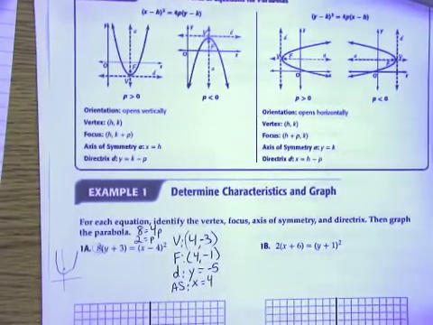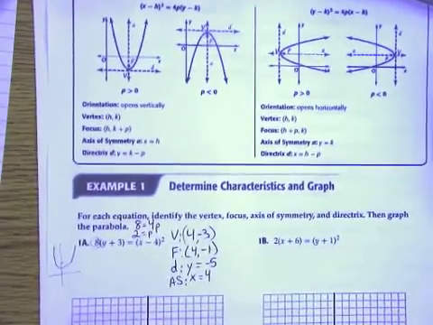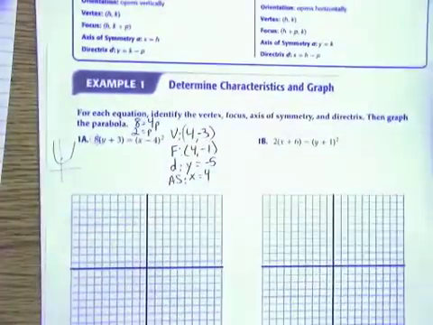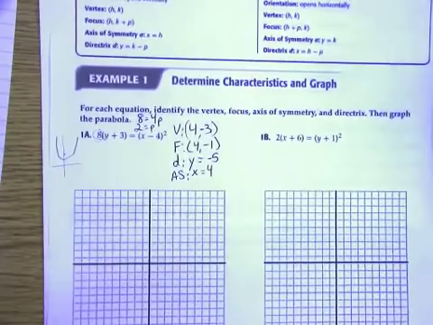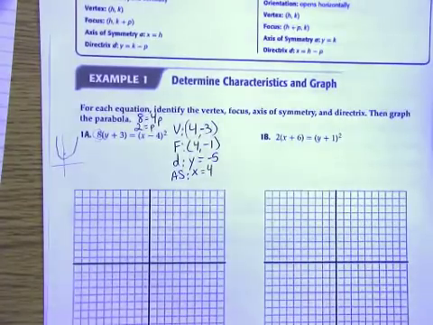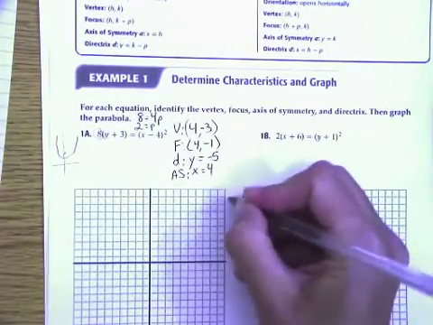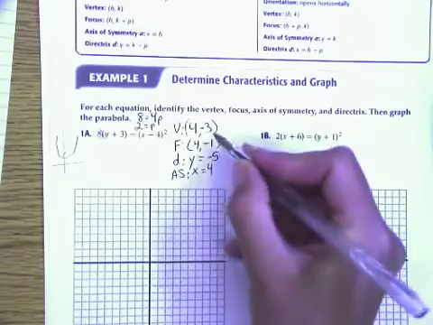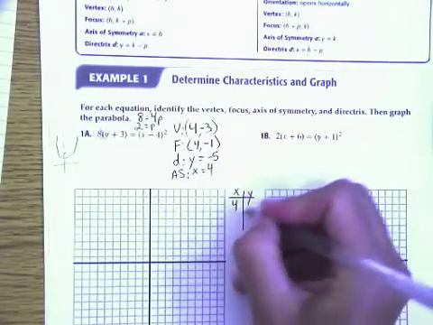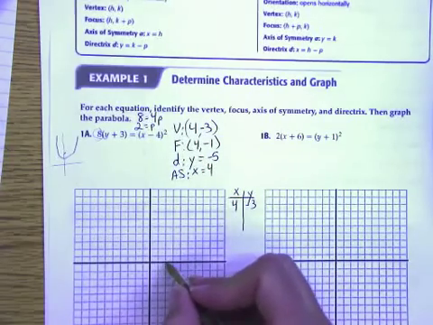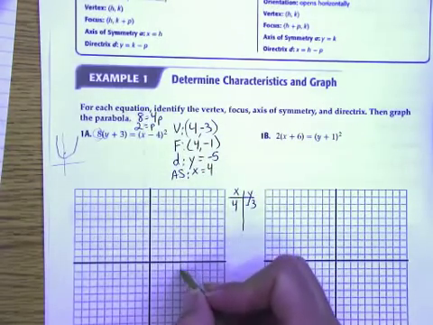Okay, at this point, there's really no nice, pretty way to do this other than kind of figuring out, we already know where the vertex is, and maybe plug in another value for x and go from there. All right, so I already know that if x equals 4, y will equal -3. That's my vertex. So I'm going to go ahead and plot that. 1, 2, 3, 4, -1, 2, 3.